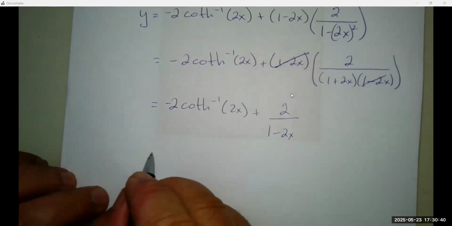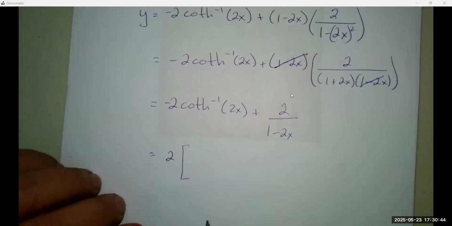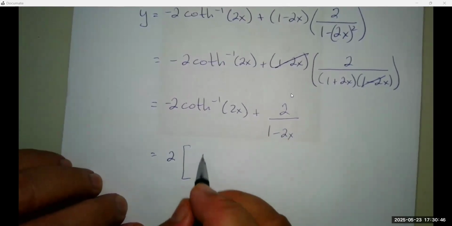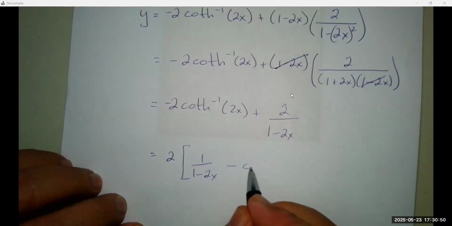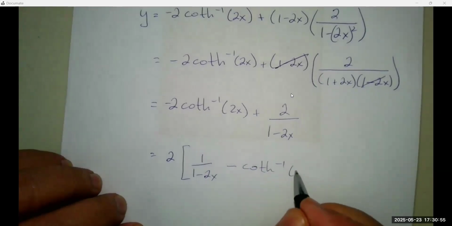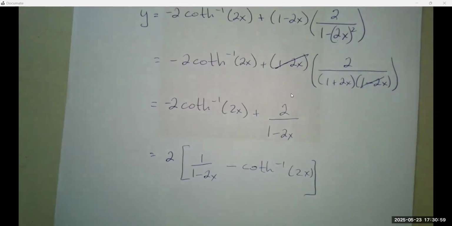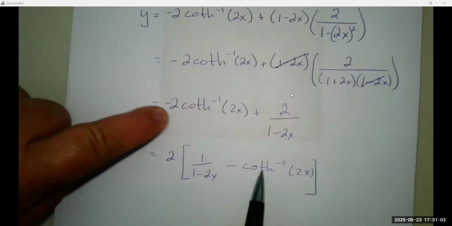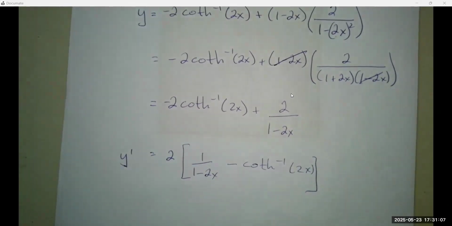You have to make it look like the picture. We can factor out a 2. We can put this in front, so we have 1 over 1 minus 2x minus the inverse of hyperbolic cotangent of 2x. So I just took the 2 out. That's a negative in front of the cotangent. So there's your derivative.